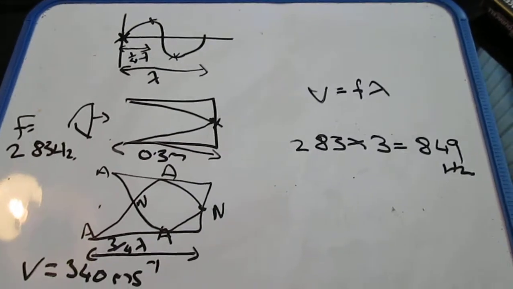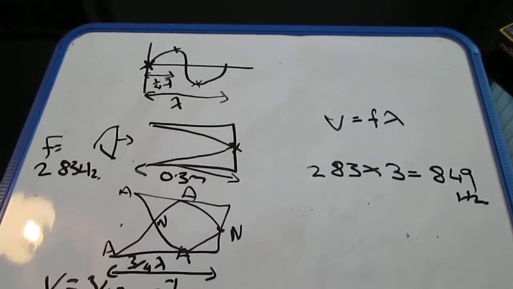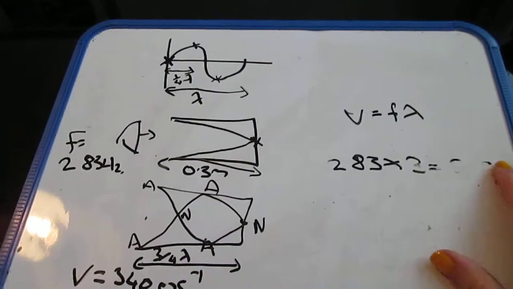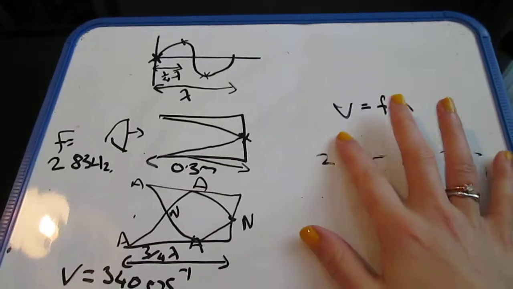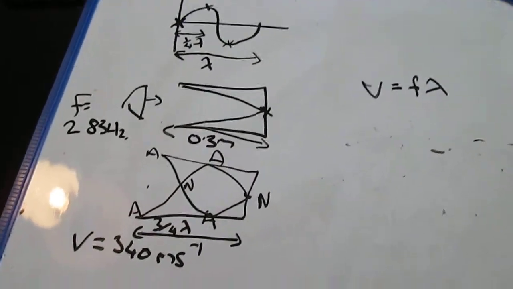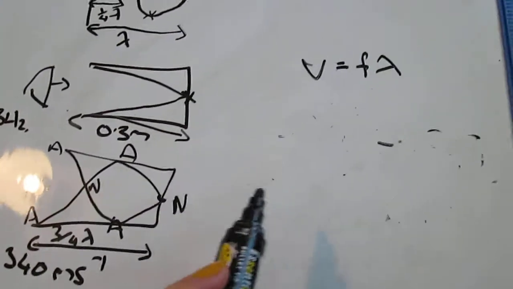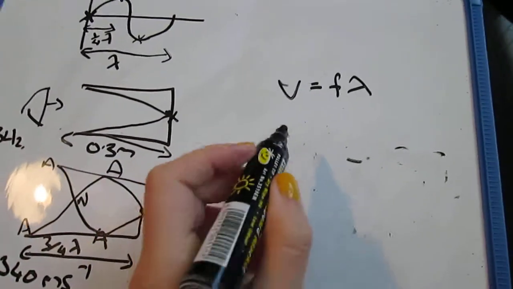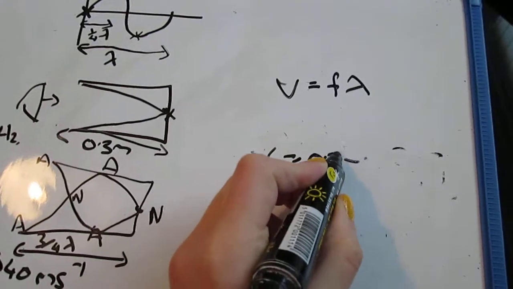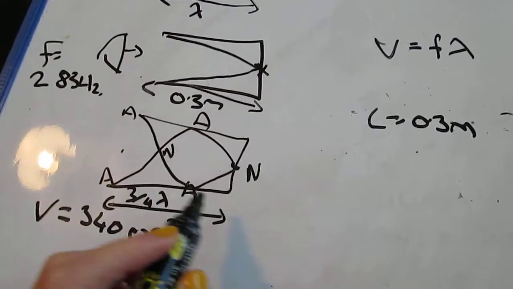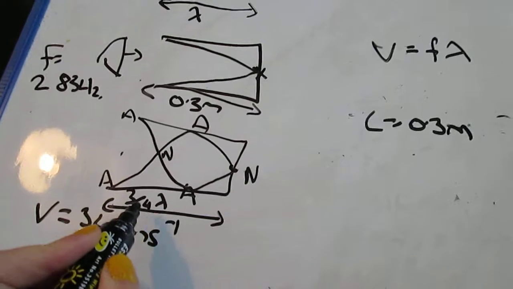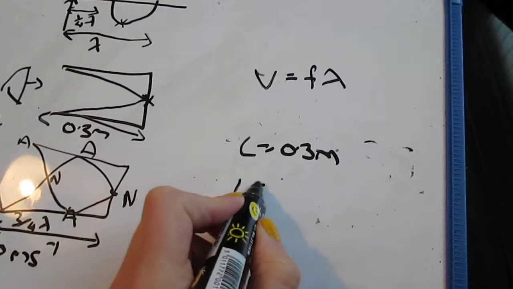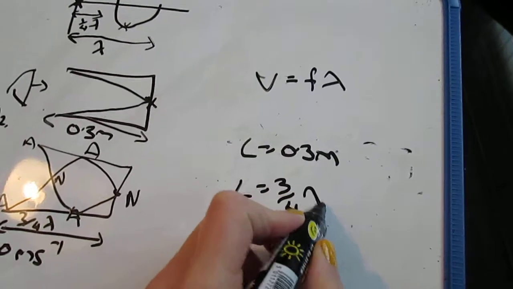Sometimes they may want you to actually do another calculation that might be worth 3 marks or more than 1. So to do that, now you know that's sort of what the answer should be. I'm just going to show you how to do it as a calculation. So again, it gives us our length of pipe is 0.3 meters. So I'm going to put L is equal to 0.3 meters. And our length of pipe gives us 3/4 lambda. So L is equal to 3/4 lambda.